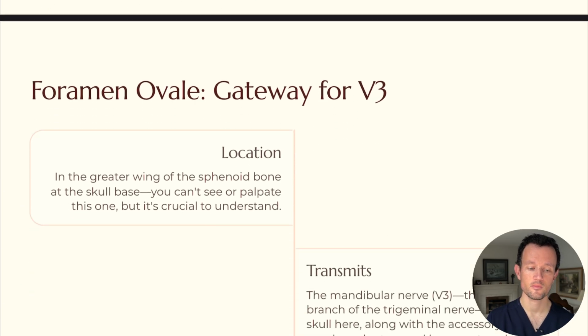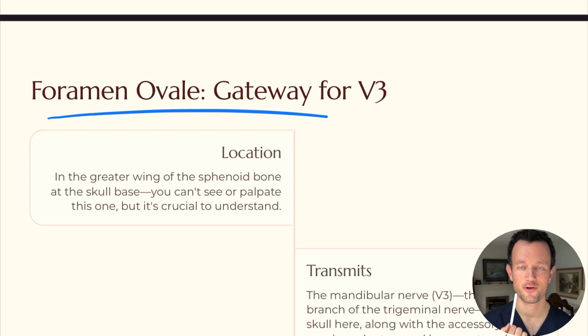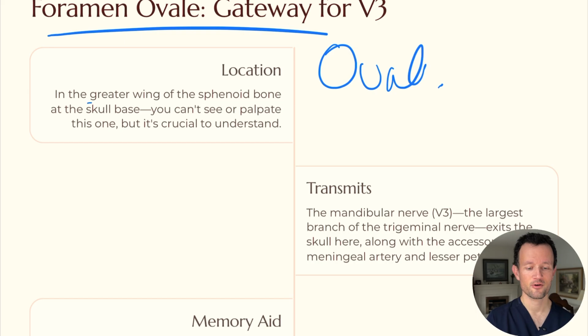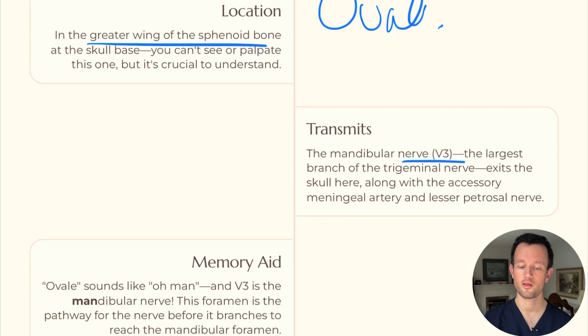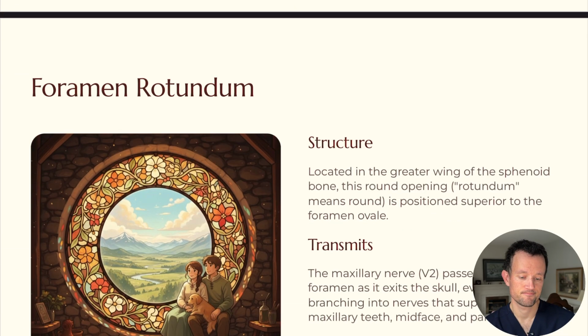Great. Foramen ovale. Think of this for your mandible. What does cranial nerve 5, division 3 go through? Think, oh man, I knew that. Ovale. That's how you're going to remember this. It's on the greater wing of the sphenoid bone, the base of the skull. It transmits cranial nerve 5, division 3. It's the largest branch of the trigeminal nerve, the three-twin nerve. Memory trick: 'oh man' for the mandible nerve.